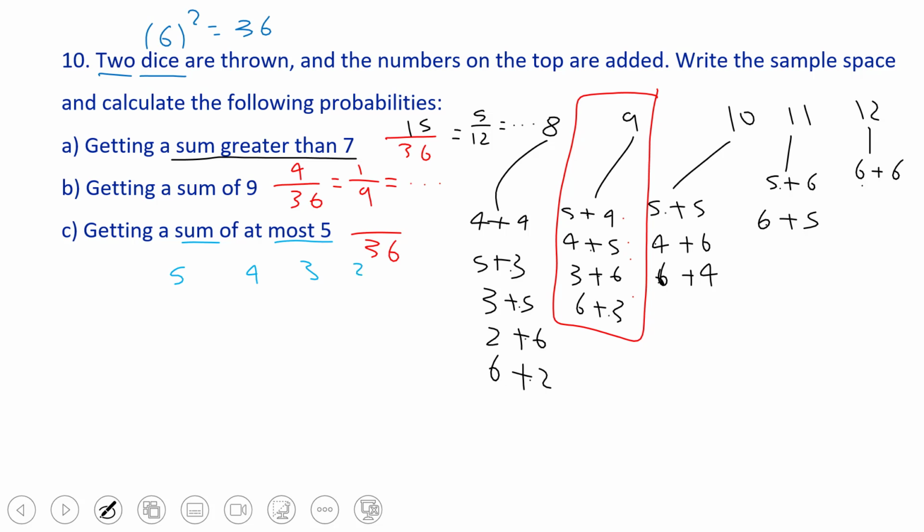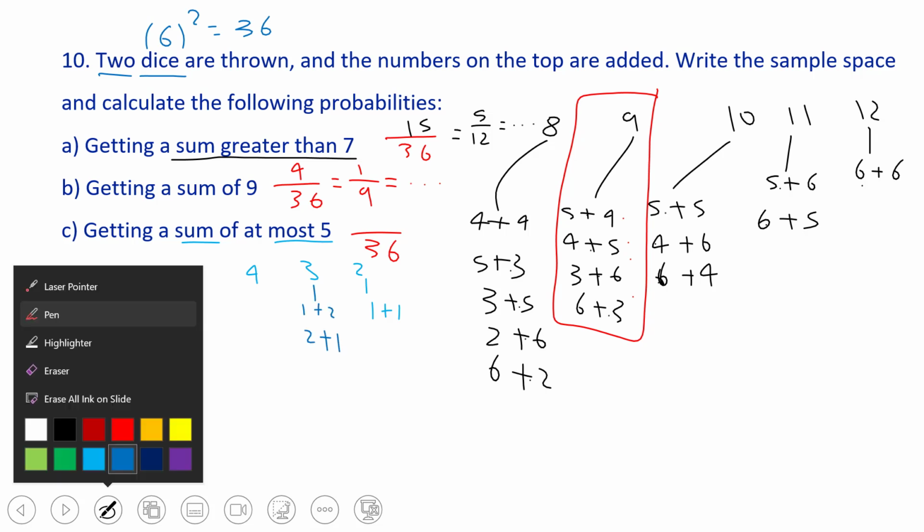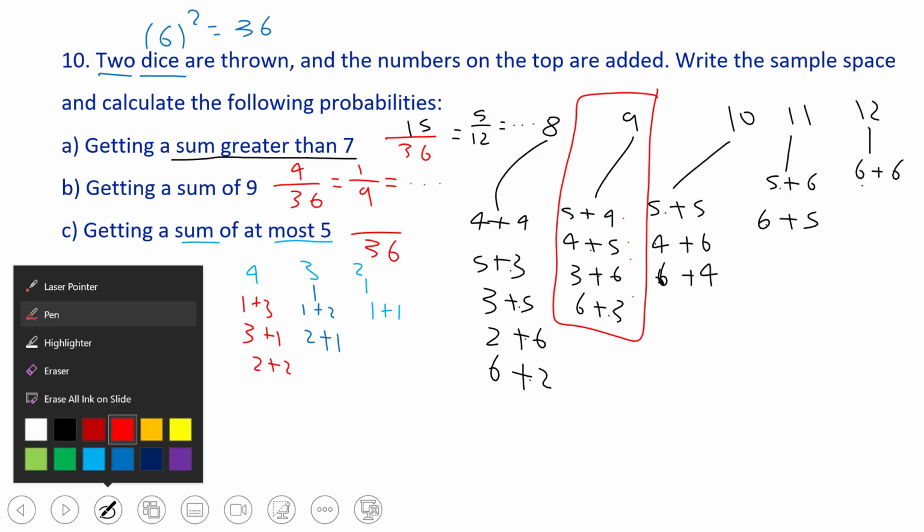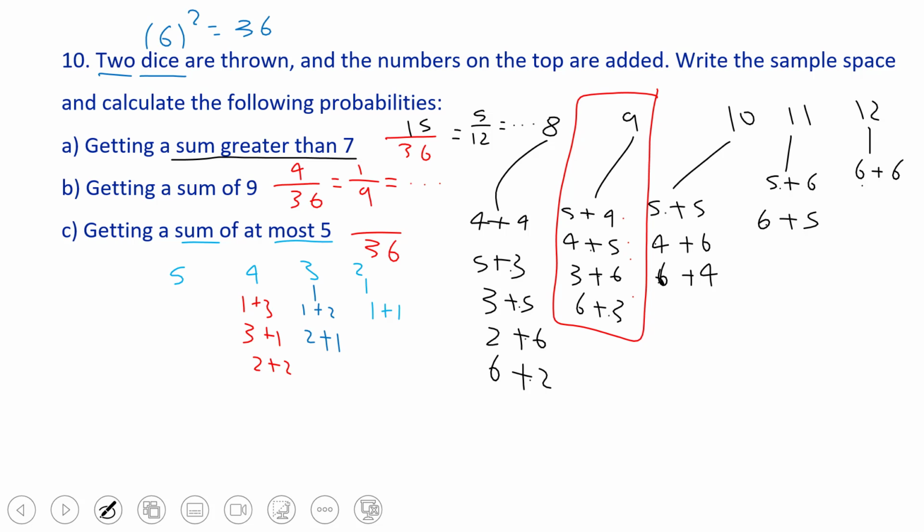It can never be 1, because I don't have 0 to make 1 plus 0, right? So 2 is only 1 plus 1. I have no more option. For 3, I could have 1 plus 2 or 2 plus 1, right? For 4, I have 1 plus 3 or 3 plus 1 or 2 plus 2, right? For 5, I have 4 plus 1 or 1 plus 4 or 2 plus 3 or 3 plus 2, right?